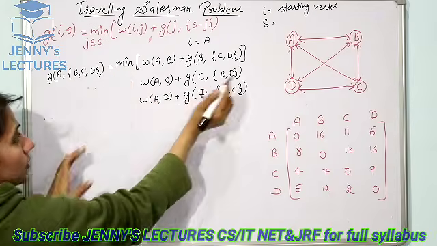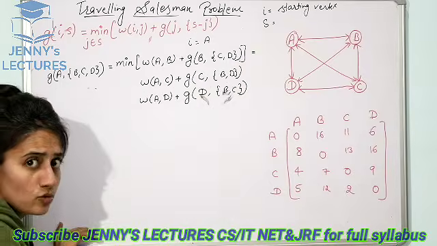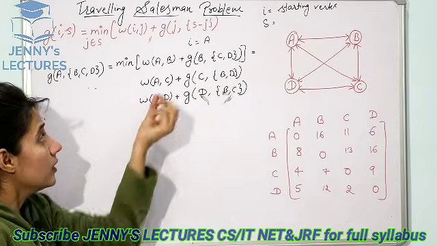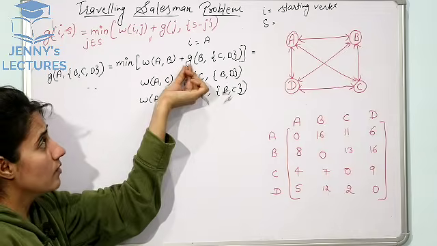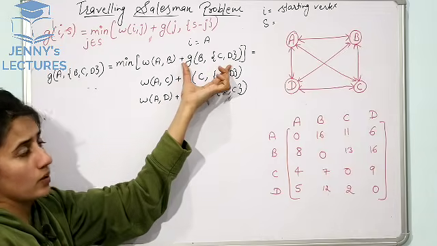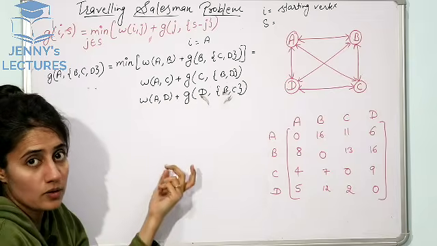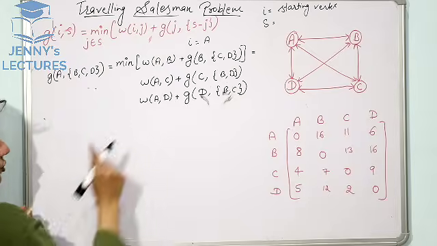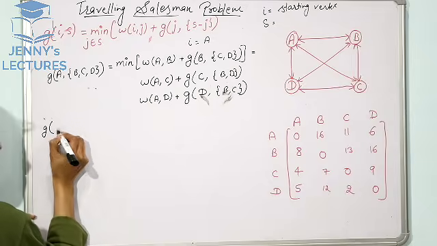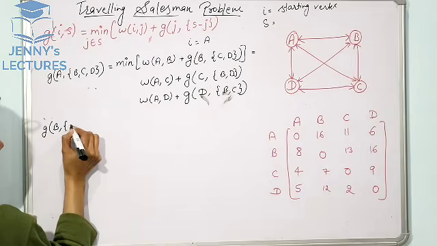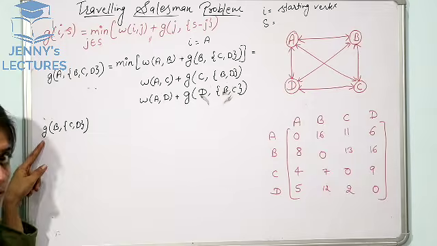Now we cannot find out the value of this one and this one. Why so? Because this one is a recursive call. This function is again using the same function. Now we have to solve this one, then we can get the answer. So first of all I will take this one, G of B, C and D. We have to solve this now.